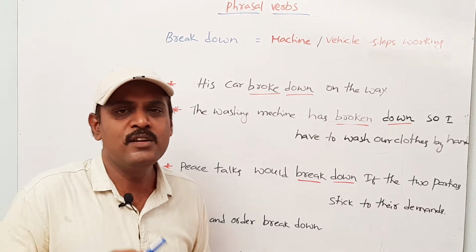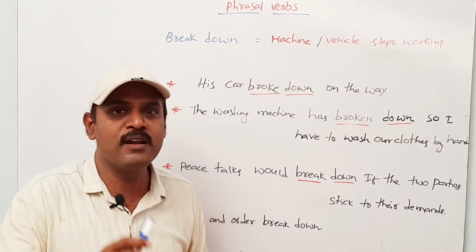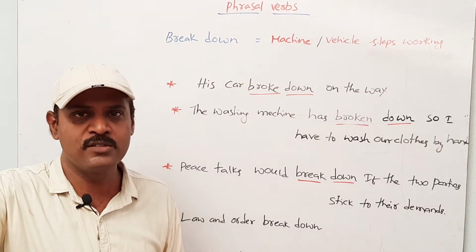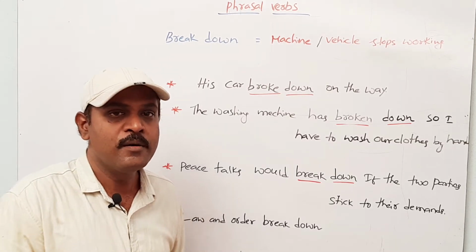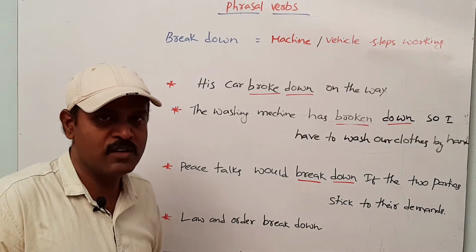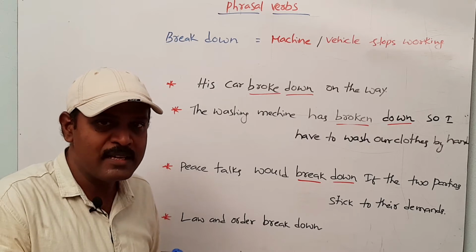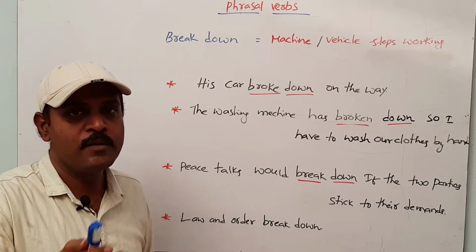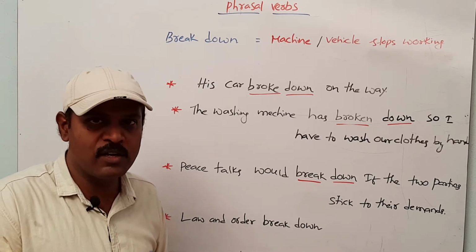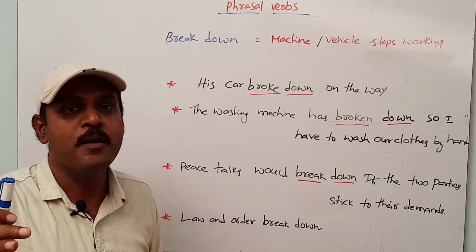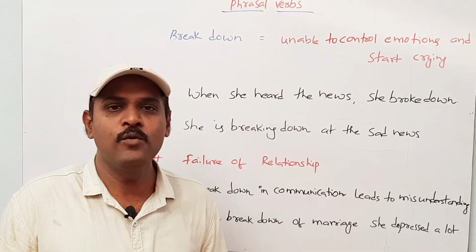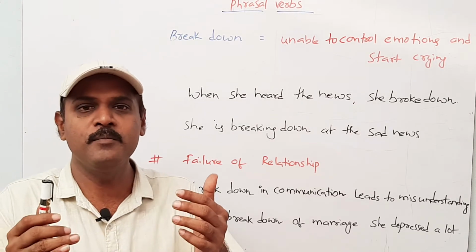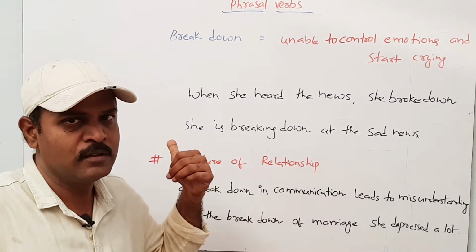You see, in the newspapers, sometimes the governor has recommended to the president for president's rule in the following state due to law and order breakdown. Because of law and order failure, because of law and order breakdown, the governor is recommending president's rule in the following state. Now we are going to see another meaning of breakdown.